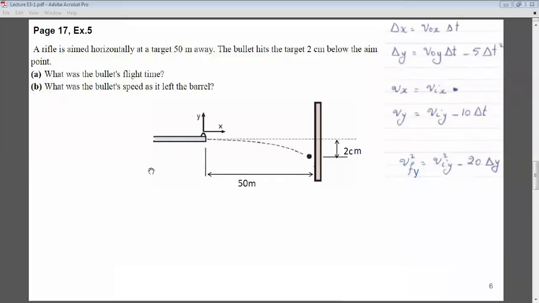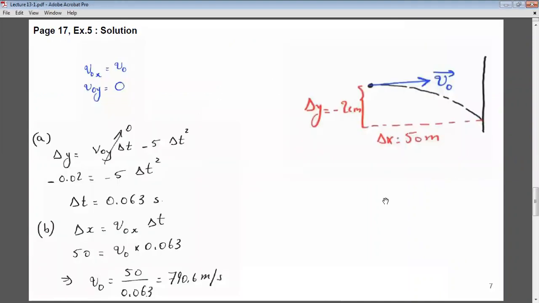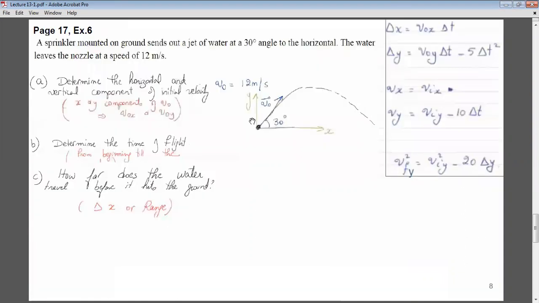The full solution is in the next slide. Okay, so here is v initial x, v initial y, delta y. We substituted v initial y equal to 0, and that's how we found delta t. And then from delta t and the range, or delta x, we calculated v initial. Let's do the following exercise.